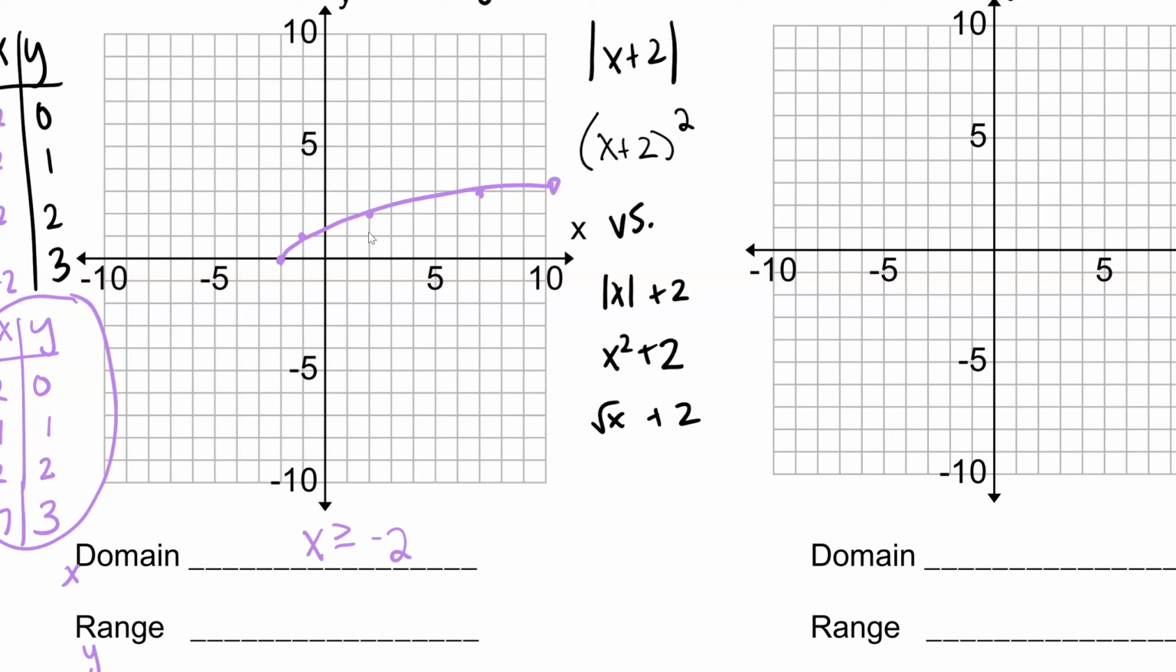Now, the range is the y values. Are we limited? It touches the y-axis once, but the range is the y values. Are there any negative y values? No. All of our values are 0 or greater. All of our y values are either 0 or above 0. So y is greater than or equal to 0.